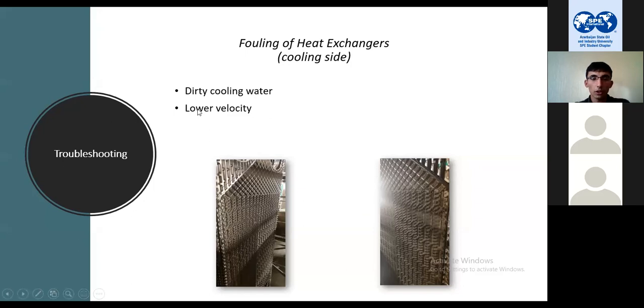And of course, lower velocity is another reason. As fluid flows inside the cooling side of the heat exchanger, as the flow decreases, the velocity also decreases, and that gives chances for scale forming or corrosion or anything that can collect on these plates.